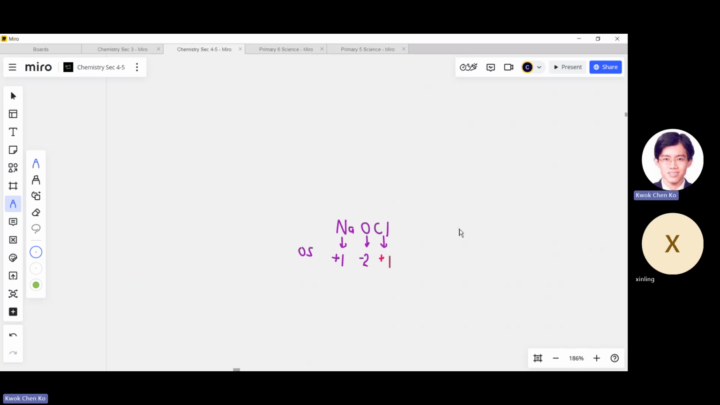How do I get it? Well, the safest way is to use your algebra again. So sodium plus oxygen plus chlorine equals 0. Sub in the values that you know. +1, -2. So if you work it right, chlorine is +1.